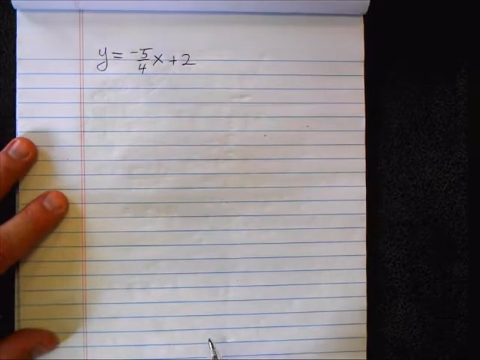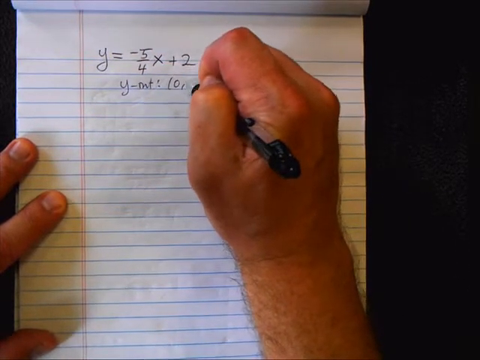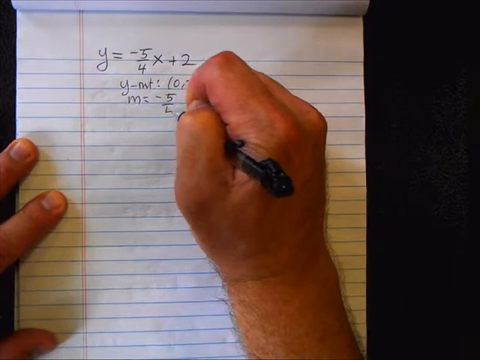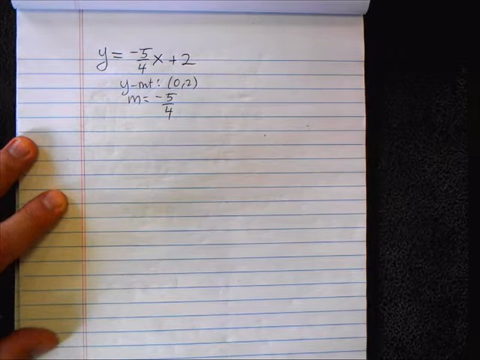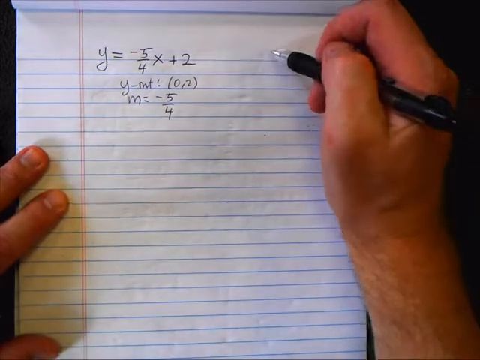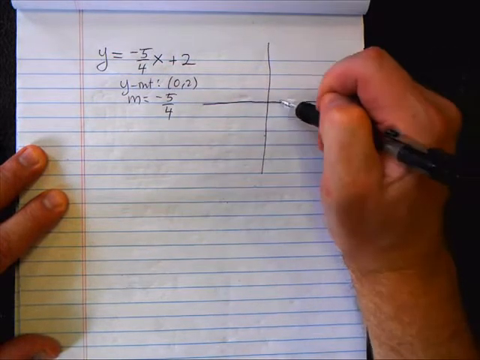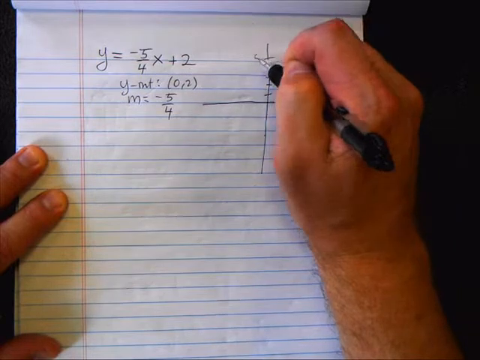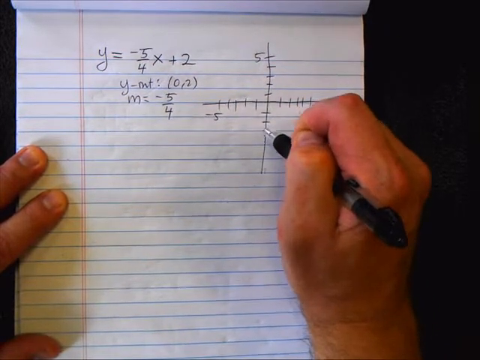All right, so for this problem, what's our y-intercept? 0, 2. What's our slope? -5/4. So that's a question you might be asked. Determine the slope, determine the intercept. It's right in front of you. Draw your grid. 1, 2, 3, 4, 5. 1, 2, 3, 4, 5. 1, 2, 3, 4, -5 and -5 this way.